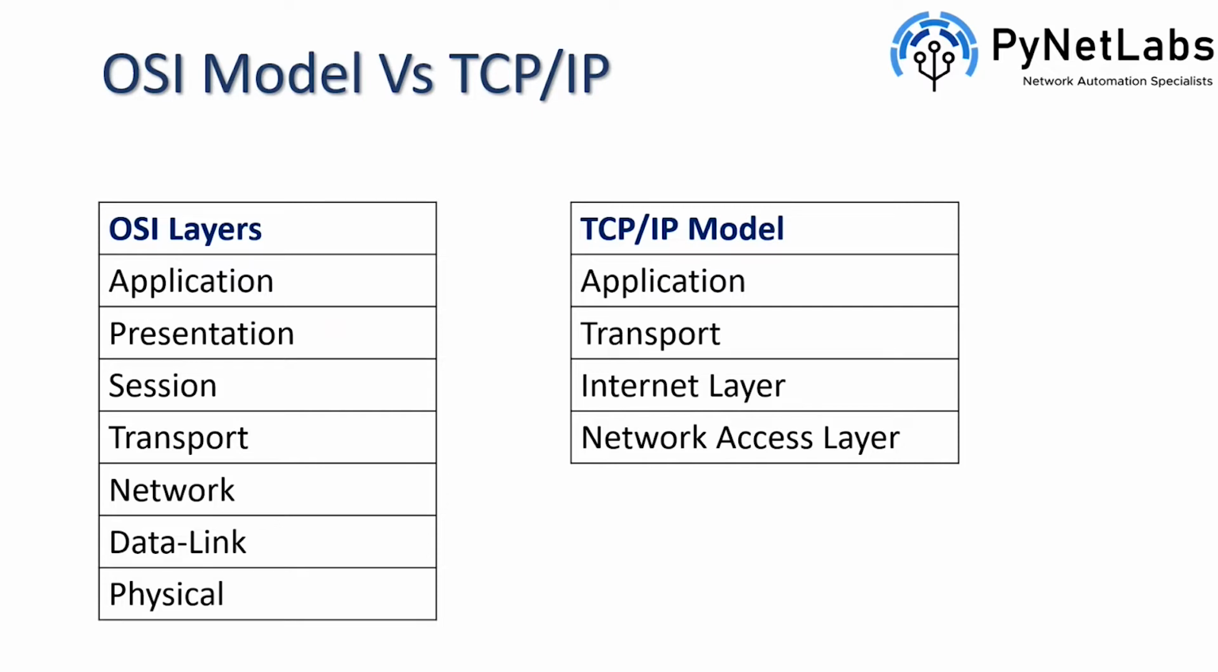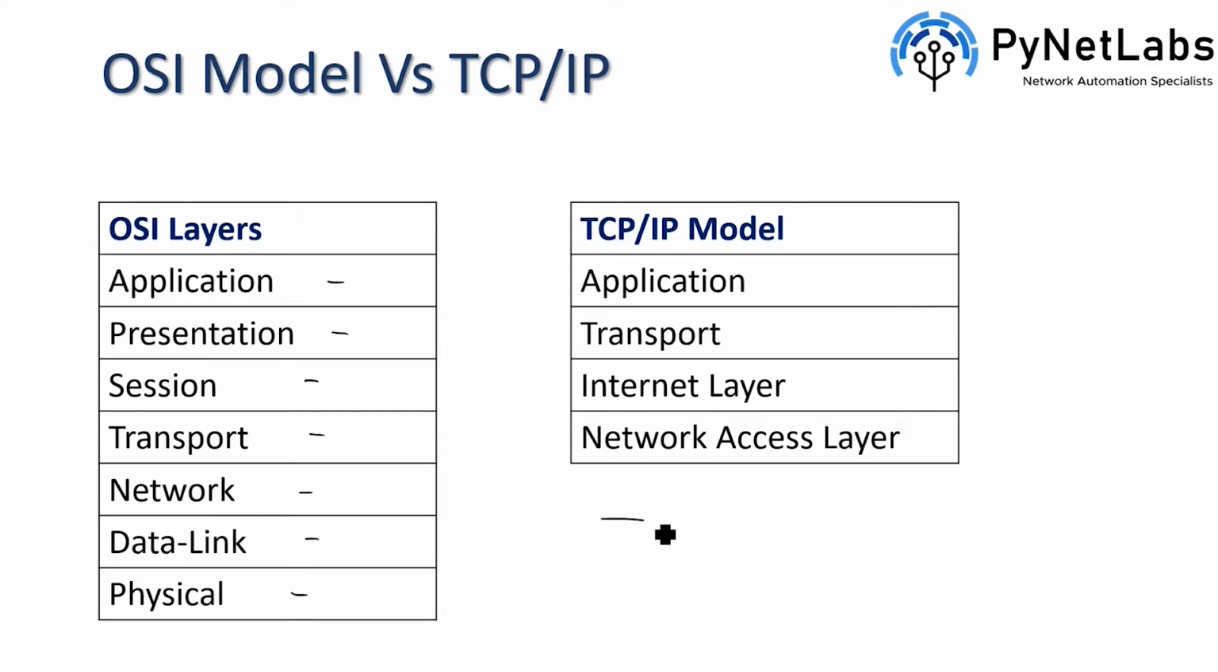So let's get started with the OSI model. These are the names of the 7 layers: application, presentation, session, transport, network, data link, and physical. So how are these layers going to work? For that, I will give you a very simple scenario to help you understand the entire 7 layers, and what the working of these 7 layers is. So let's get started with the application layer first.